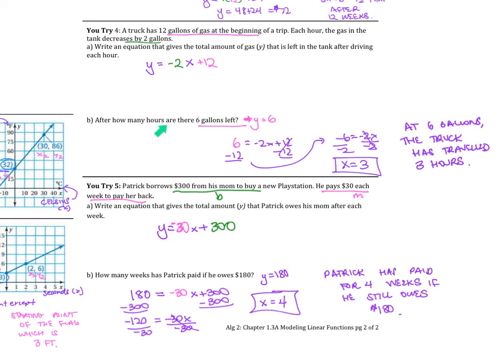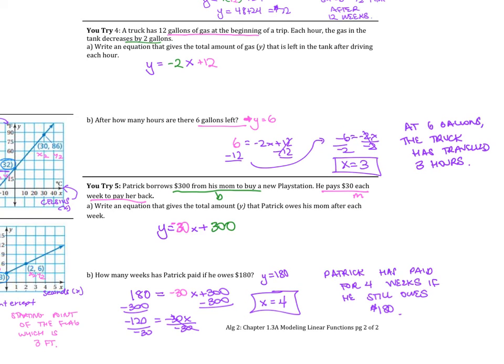And then how many hours are there if 6 gallons are left? So, well, number one, we can say that the truck has traveled 3 hours. We can also say that there are 3 hours left. And that's because, if there are 6 gallons left, that's really half the tank. So we traveled 3 hours. We have another 3 hours to go.